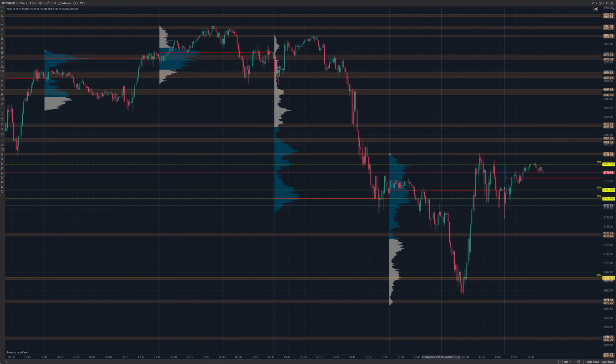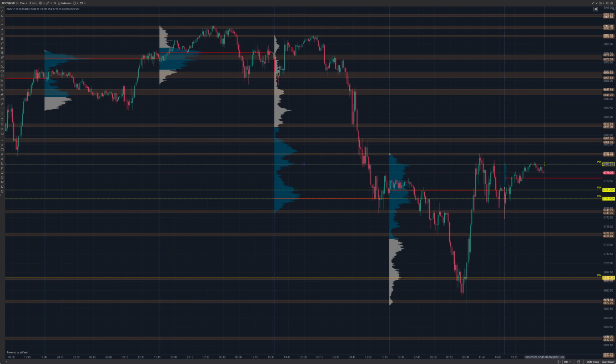Then we have an area here which got rejected here and rejected here. It got rejected here as well. Here was a support and here was resistance. Here was support again. So that is definitely an area worthwhile watching. Then we have the daily high we have already.